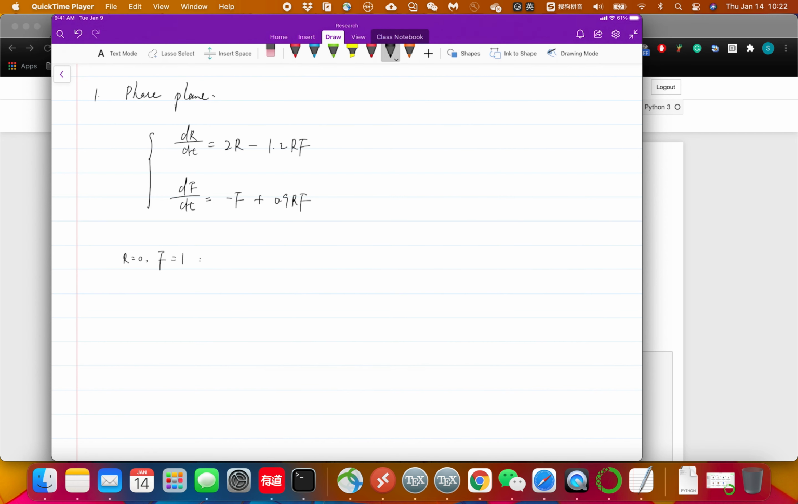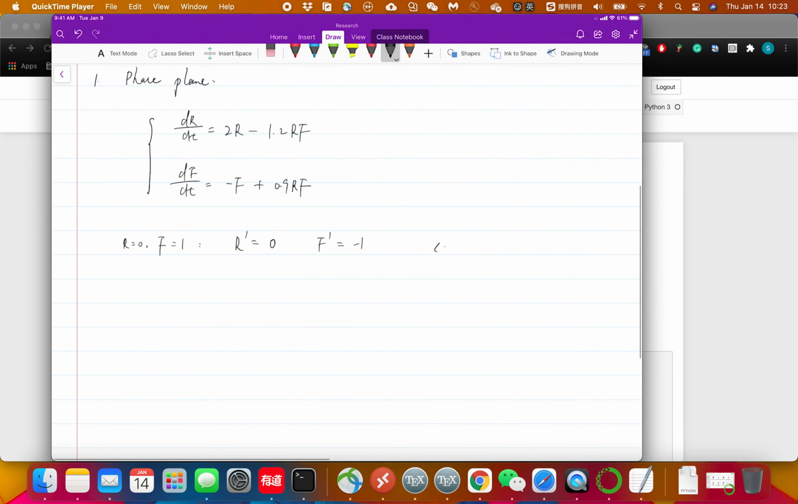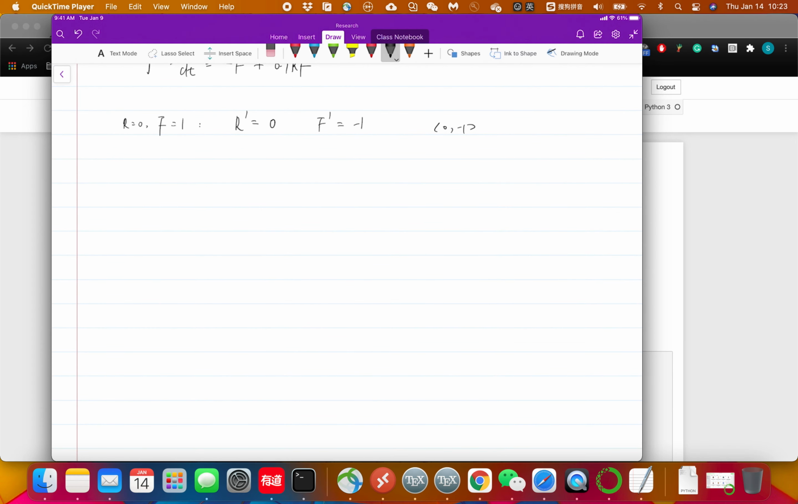We can have dr over dt. We will just use r prime equals 0 minus 0, so 0. df over dt is going to be negative 1. That's it. So we got a vector which is (0, negative 1), and we can put it on the graph at the position (0, 1). Here, it should go down like this.